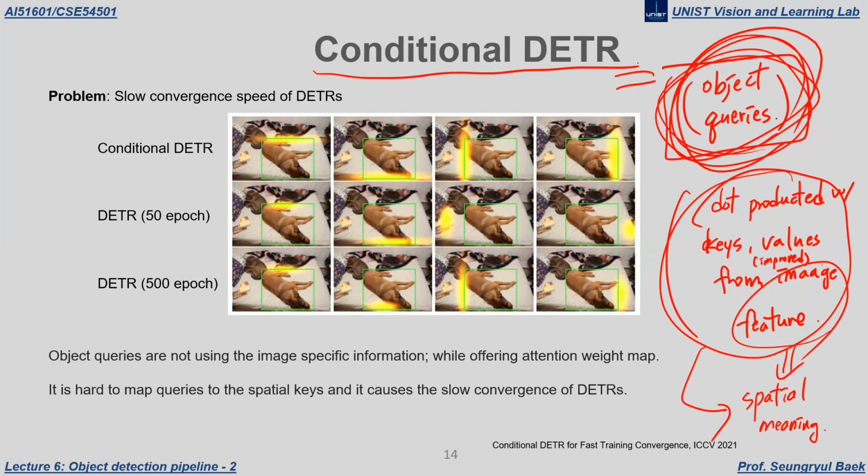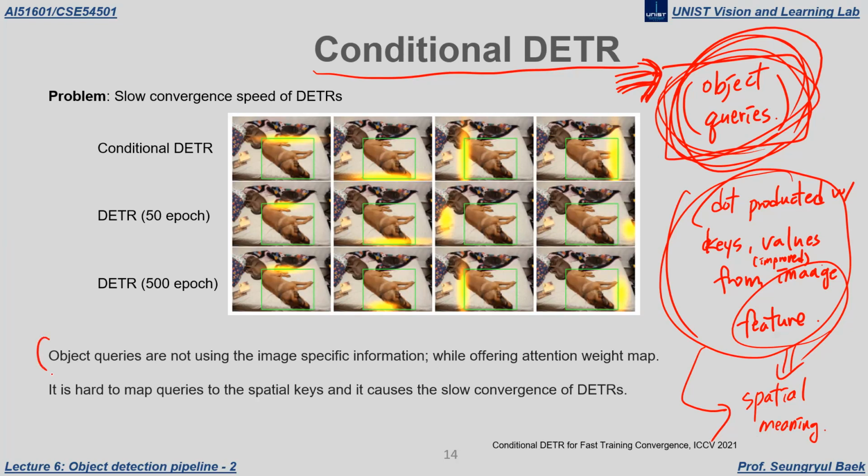So people are coming to think that because these object queries do not have any spatial information, the DTR training takes a lot of time, okay? If we give object queries some spatial meaning, this is an assumption, they assume that the DTR training could be improved, okay?